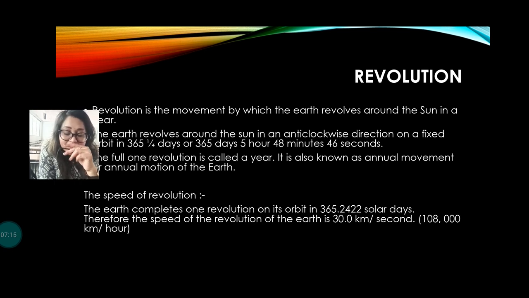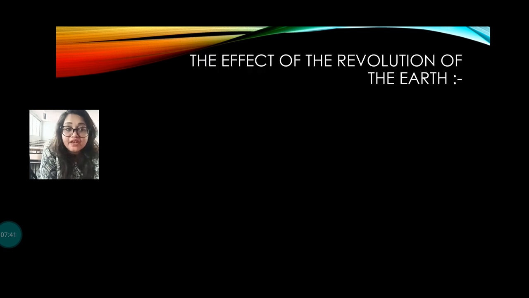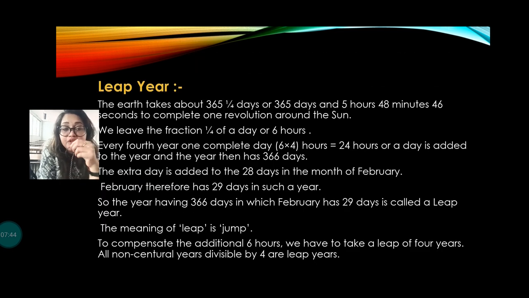So what is the speed of the revolution of the Earth? The Earth completes one revolution on its orbit in a total of 365.2422 solar days. Therefore, the speed of the revolution of the Earth is 30 kilometers per second. Just remember, 30 kilometers per second. Then what are the effects of this Earth revolution?